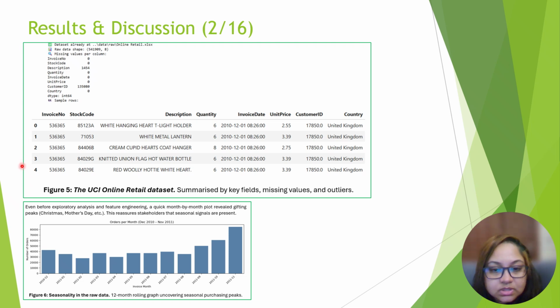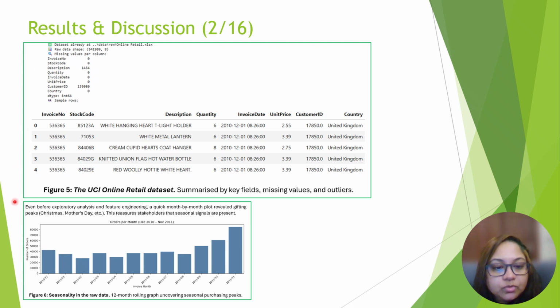These are the first 5 rows of the data set, and this is the data description. For instance, as you can see, customer ID has a lot of missing values in it, and also description has a lot of missing values in it.